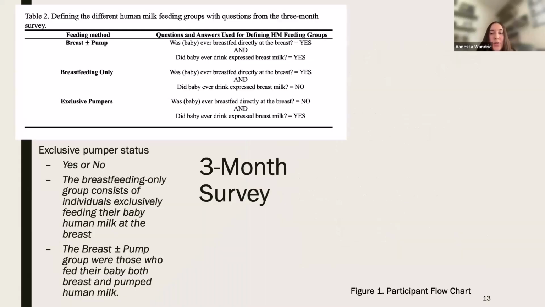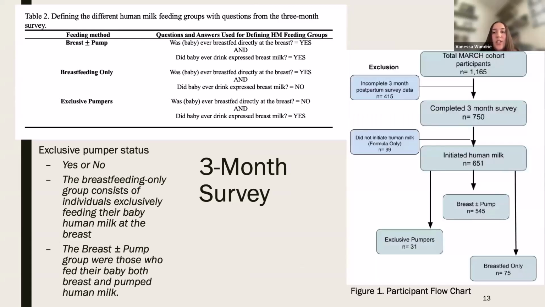The questions are shown in Table 2 for deriving these groups, while Figure 1 shows this derivation and respective sample sizes. There were 651 individuals who initiated human milk. To make the feeding groups, we used the data from the questions: was baby ever breastfed directly at the breast, and did baby ever drink expressed breast milk?